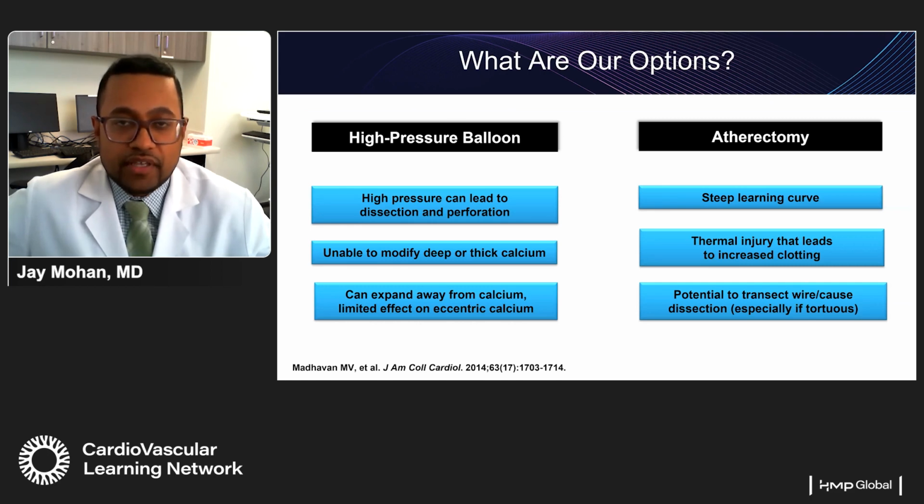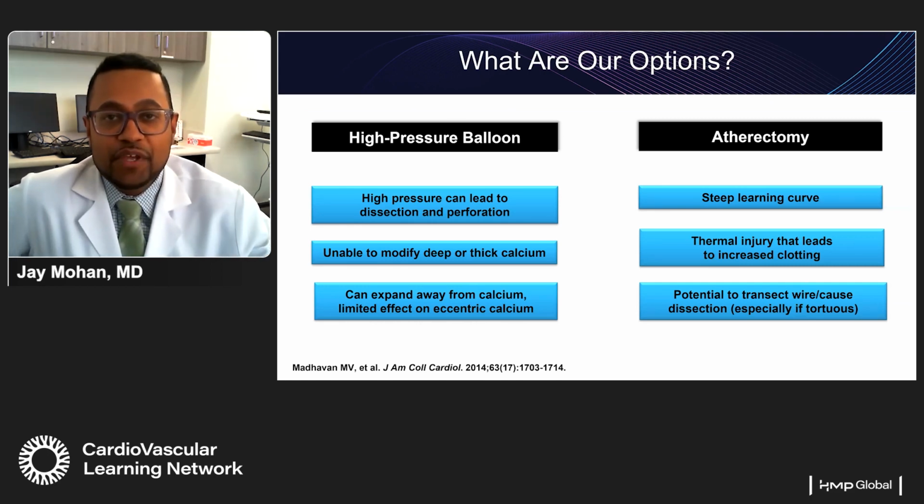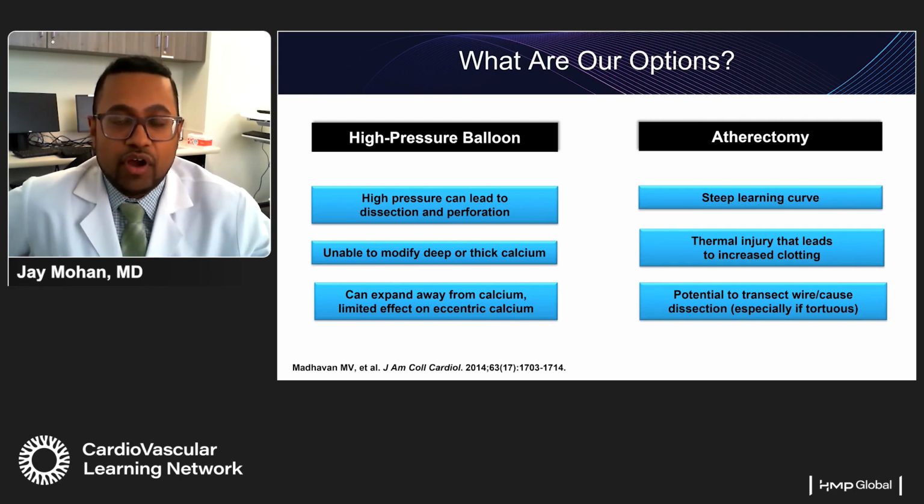So what are our options? And this is what I find somewhat funny, that we don't really have a lot of options prior to IVL in the iliac space. Most operators would just use a high pressure balloon and create space for the sheath.